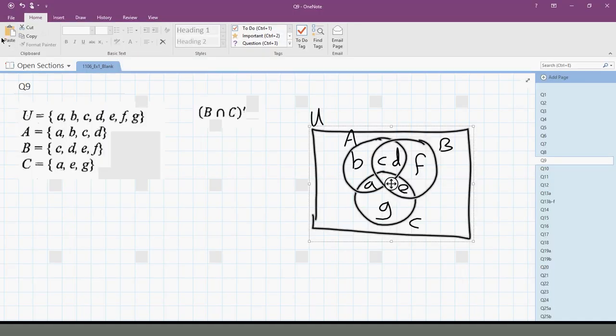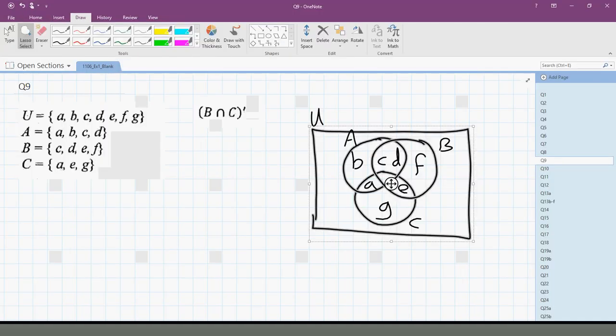Silly technology and me. Go back to draw. All right, so I got it copied and all that stuff now. So this time, what are we going to do first? The stuff in the parentheses. So B intersection C. You're right, Brandon. So definitely do the B intersect C.